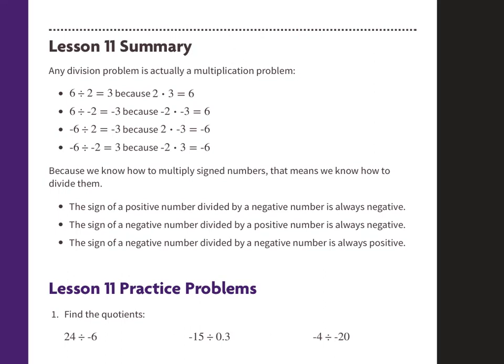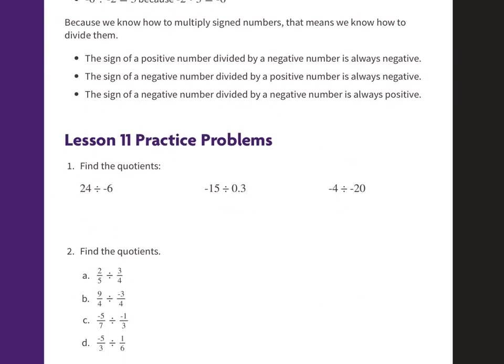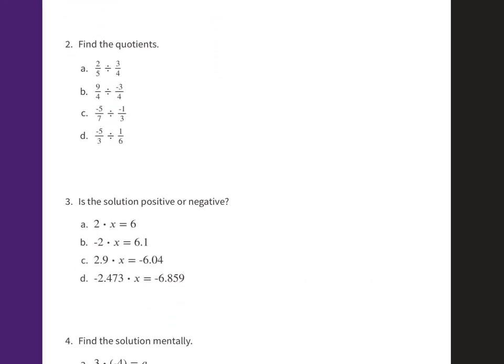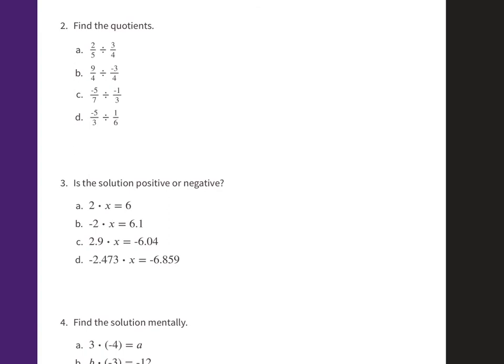On your assignment today, you just have question 1, which is question 1 in your book. You're just dividing. Use a calculator. Question number 2 is number 3 in your book, and you're just answering, is the answer going to be positive or negative? You don't have to solve. You're just going to tell me if it's positive or negative. Remember, you can always email me if you have any questions.